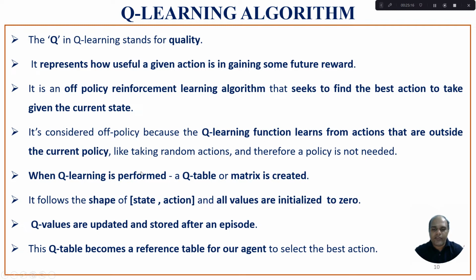When Q learning is performed, a Q table or Q matrix will be created, and this Q table can be used by the Sarsa algorithm to do further exploration. The shape of the Q table is such that each entry will be associated with a state and an action, and initially it will be assigned zeros. Q values are updated and stored after an episode. An episode is something like a sequence of operations, right? So an agent performs a sequence of operations.